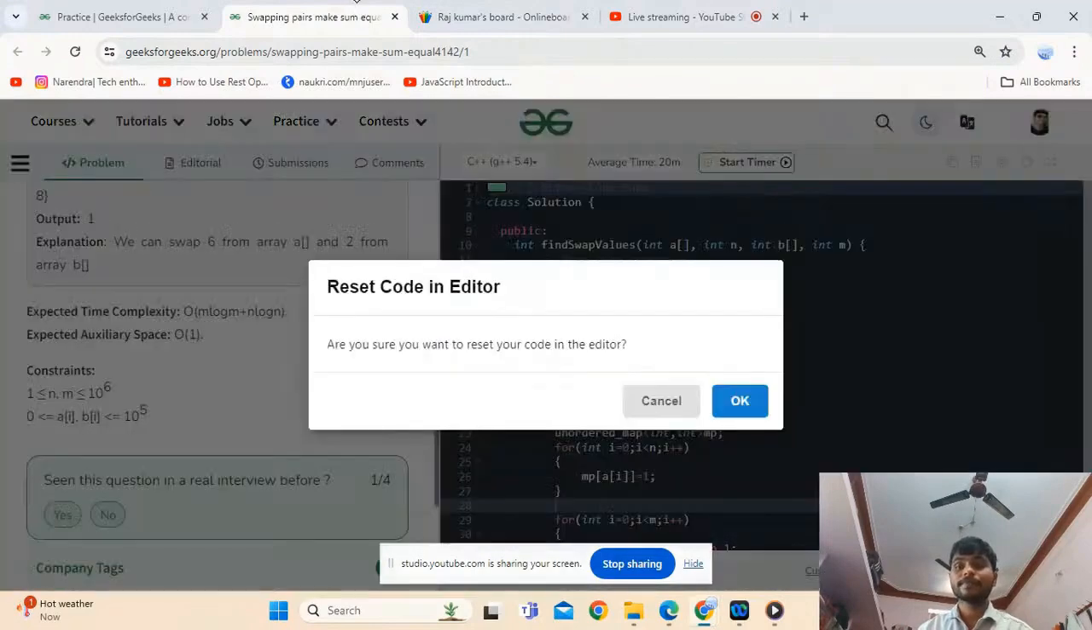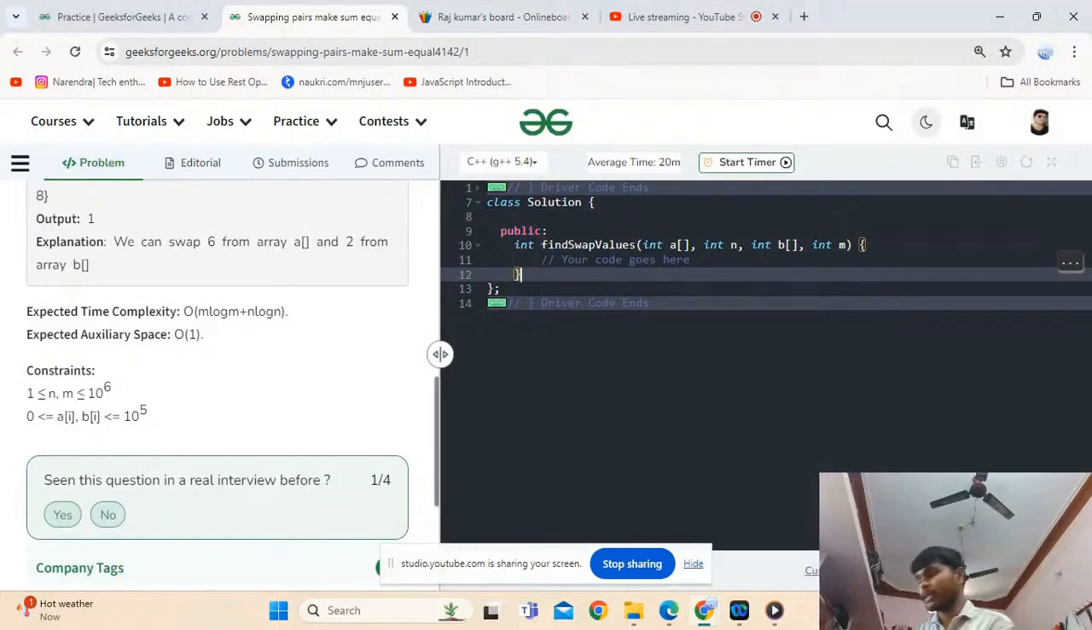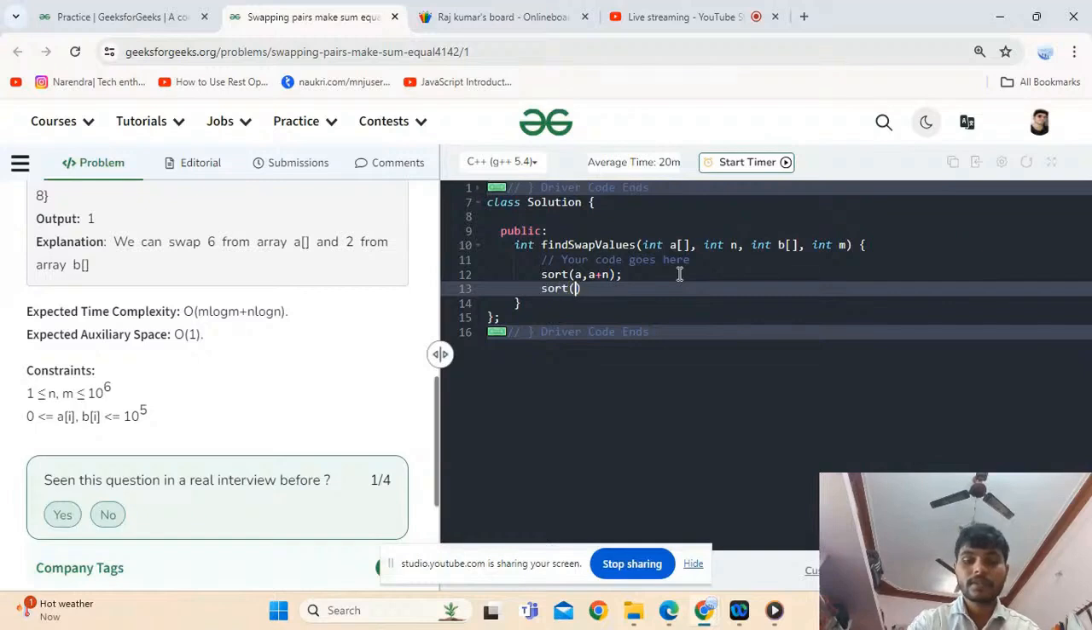Here, so guys, observe one thing. Just sort these two arrays. In method 1, why are we sorting, I will explain that also. Sort a, a plus n, sort b, b plus m.